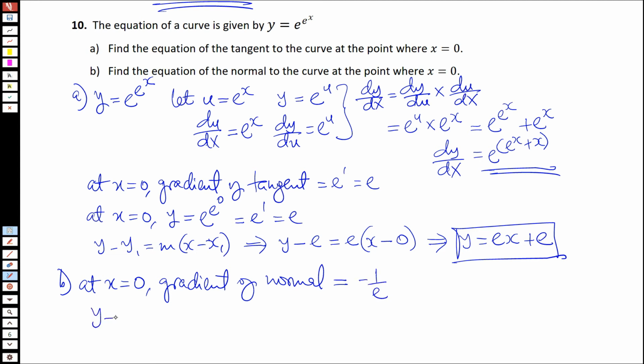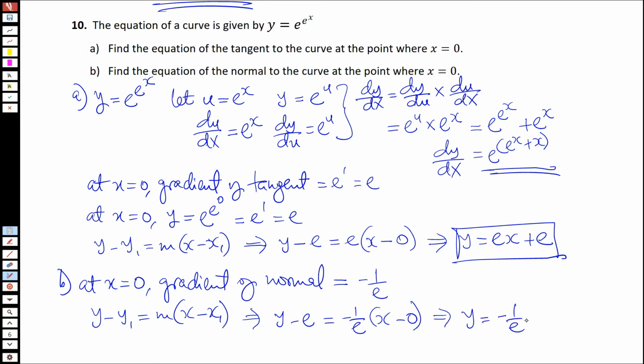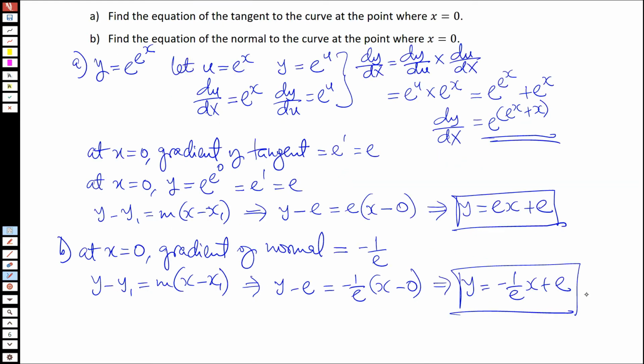And then we plug this into the point slope formula. So we shall have y minus e will be equal to negative 1 over e into x minus 0. And therefore, our equation will be y equals negative 1 over e x plus e, and that will be the equation of the normal at x equals 0.